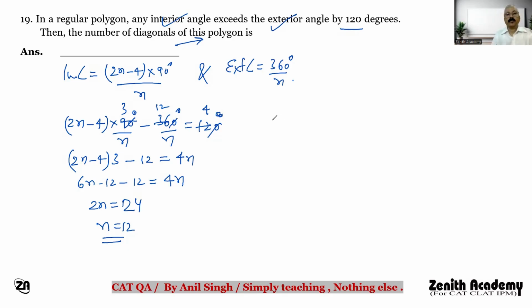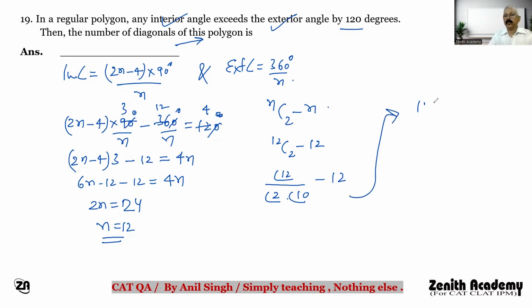There is a formula for finding the number of diagonals in a polygon: n C2 minus n. So it is 12 C2 minus 12. This is factorial 12 upon factorial 2 into factorial 10 minus 12. Solve it. This is 12 into 11 into factorial 10 by 2 minus 12. This is cancelled. This is 6. 11 6 66 minus 12. Answer is 54.